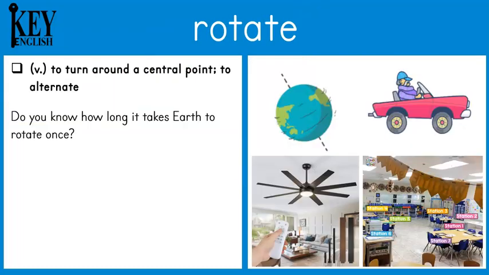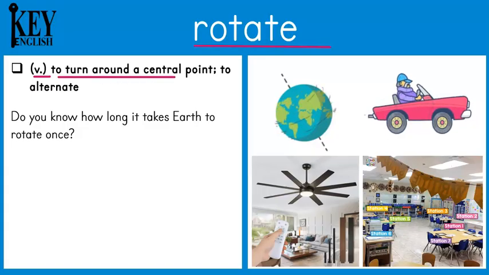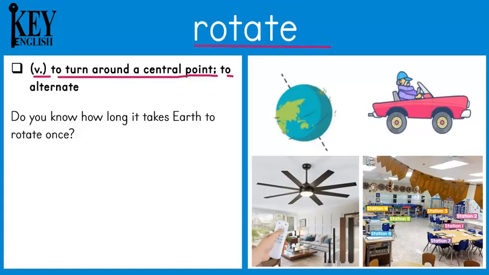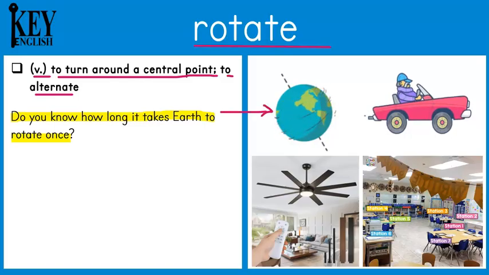The next word is rotate. Rotate is a verb and it means to turn around a central point, to alternate. The example says, do you know how long it takes Earth to rotate once? So, of course, we know that Earth rotates once every 24 hours. That's why there are 24 hours in a day.